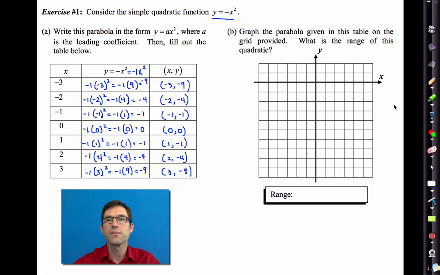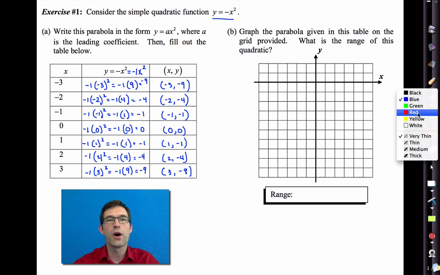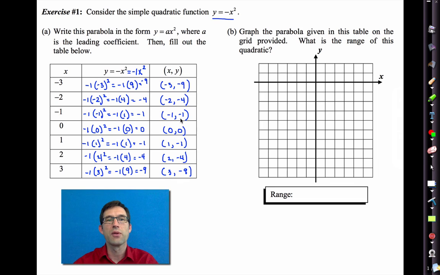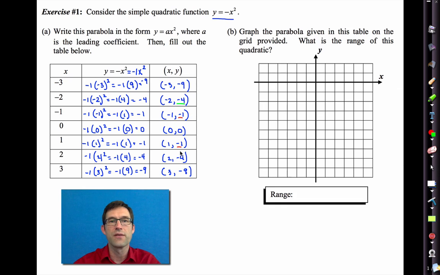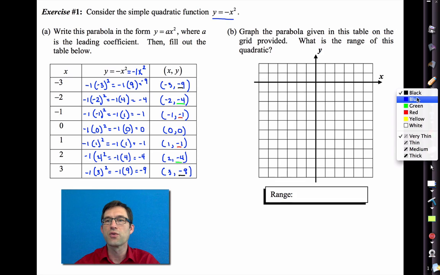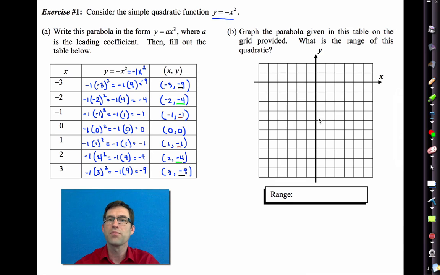Notice, just like what we saw before when we had parabolas in our last lesson, we've got some symmetry. Negative 1, negative 1. Let's go with a different color, green. Negative 4, negative 4. Why don't we go black on our last color, negative 9, negative 9. So we're still getting that great symmetry that shows up in parabolas, but let's plot this thing.